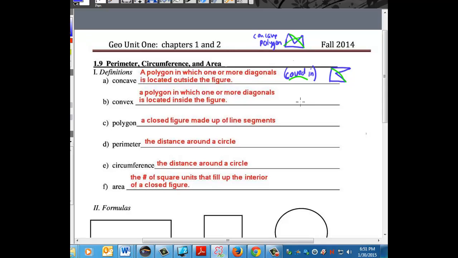With a convex polygon, this will just be our rectangle, and it could be our triangle, our square. So it's just our normal regular shaped polygon that we're used to seeing. We could draw a pentagon, we could draw a hexagon. And what happens is when we draw these diagonals, all of these diagonals will be inside of our figure. And so that would be an example of a convex polygon.